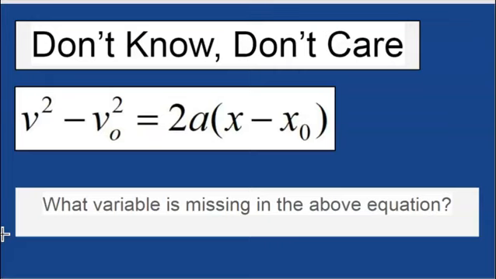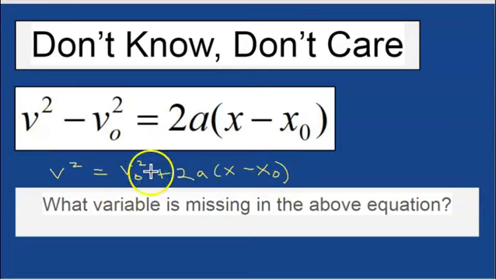There is no time. So we already did "don't know, don't care" about acceleration, along with the fire drill formula. This is the relationship when you want to get rid of time. This is the way I learned it, but many people prefer to take that minus v naught squared and put it over on the other side so that you don't have this minus sign floating around. So it is final velocity squared equals initial velocity squared plus 2 times the acceleration times x minus x naught. All right, you will get that equation.